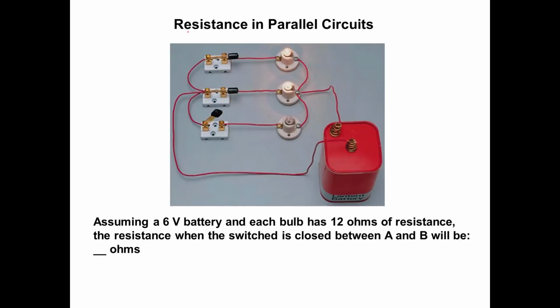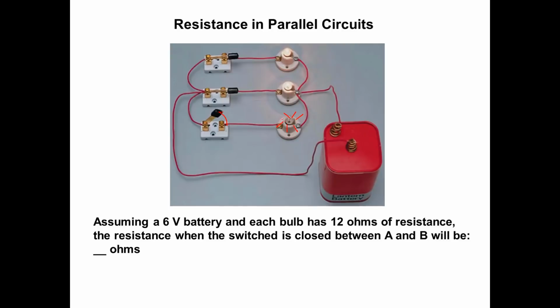Last thing we'll look at is resistance in a parallel circuit. Remember we said that as we add more and more resistors or parallel paths in a parallel circuit, the resistance drops. Well, we'll check it out. Assuming a 6-volt battery and each bulb has 12 ohms of resistance, the resistance when the switch is closed between A and B will be, so we'll close this, light goes on.